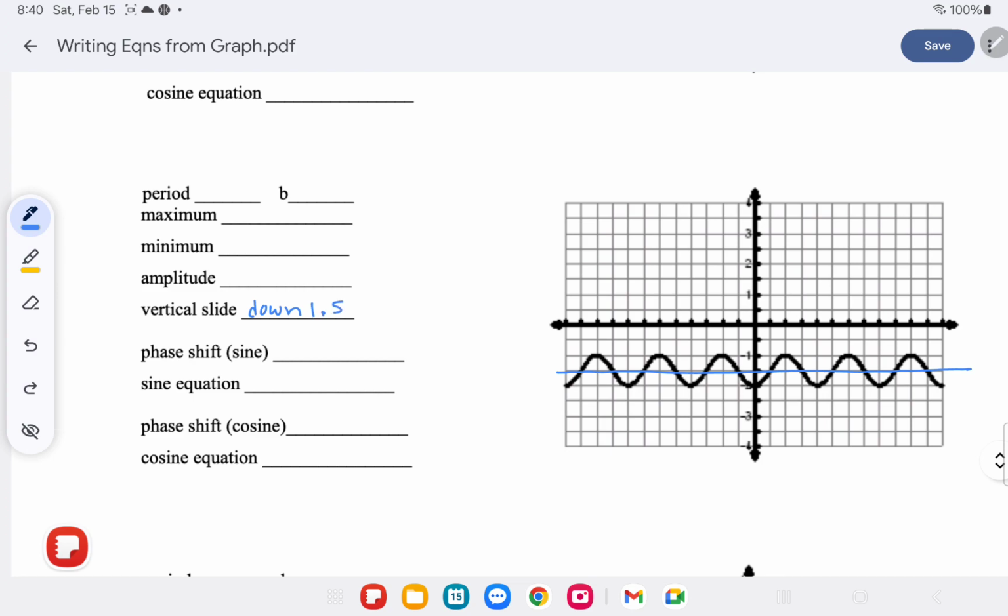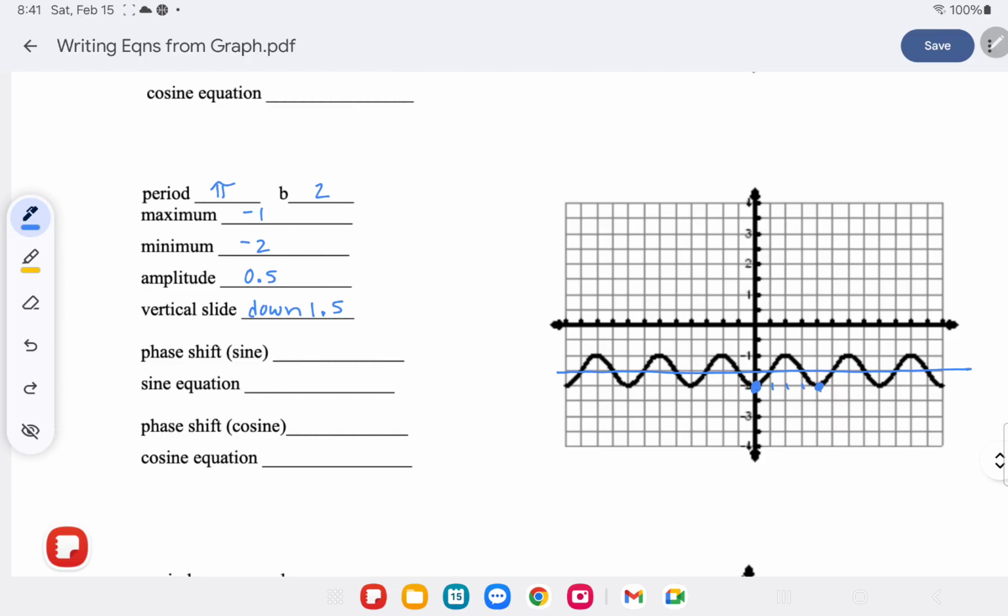Our amplitude from there then is 0.5 because we're going up to -1 and down to -2. So our amplitude is 0.5. And that's because our maximum is -1, our minimum is -2, and our midline is right in between those at -1.5. Our period, how often does it repeat itself? So I'm going to start right here, and then it repeats itself right here. So that's 1, 2, 3, 4. So if these are going up by pi over 4, that means our period is pi, which means our b is 2.